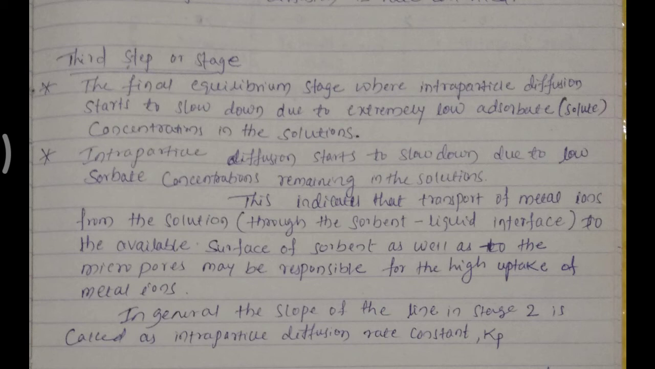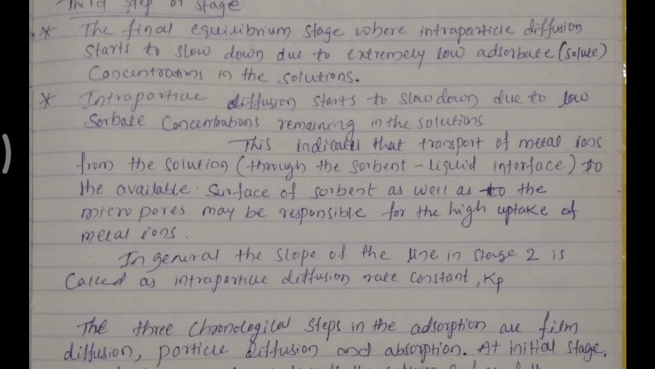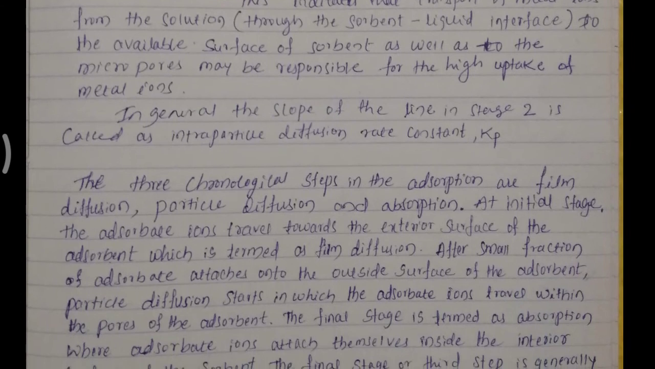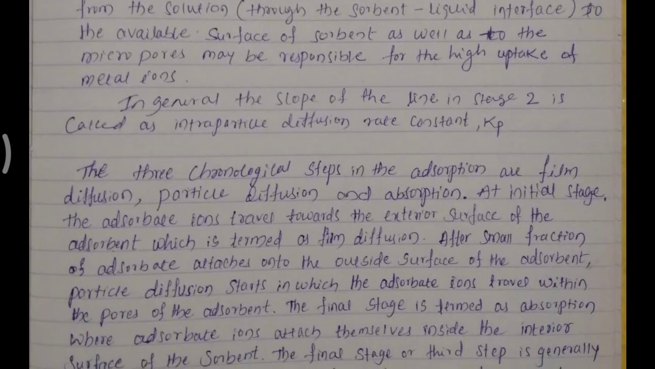This indicates that transport of metal ions from the solution through the sorbent-liquid interface to the available surface of the sorbent, as well as to the micropores, may be responsible for the high uptake of metal ions. In general, the slope of the line in stage 2 is called the intraparticle diffusion rate constant, Kp.